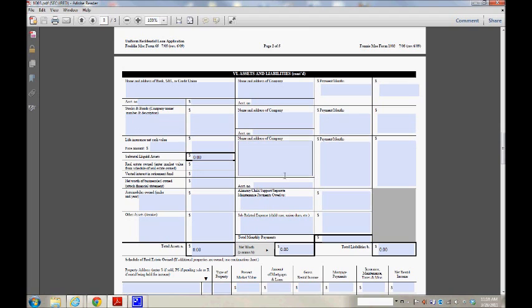Now, if you do get child support or you pay child support, you need to plug in how much you have to pay there and who you owe that money to, and then get a copy of the divorce decree so we can see that.